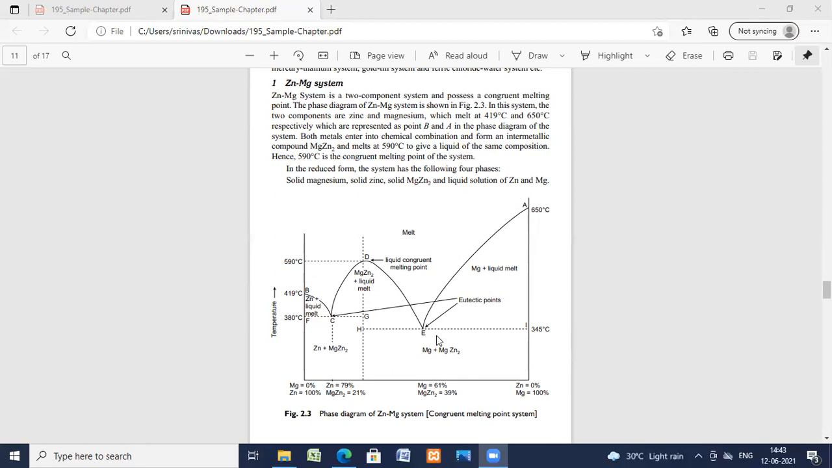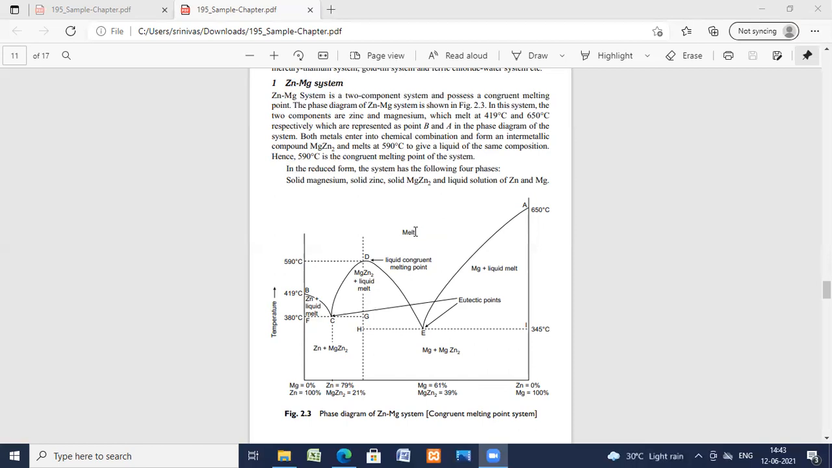Here in this system, we have 4 phases. Solid magnesium. Where is solid? Here, solid magnesium. Next, solid zinc. Solid MgZn2, solid here, MgZn2. Next, the molten mixture of Mg and Zn. It is shown in the figure.